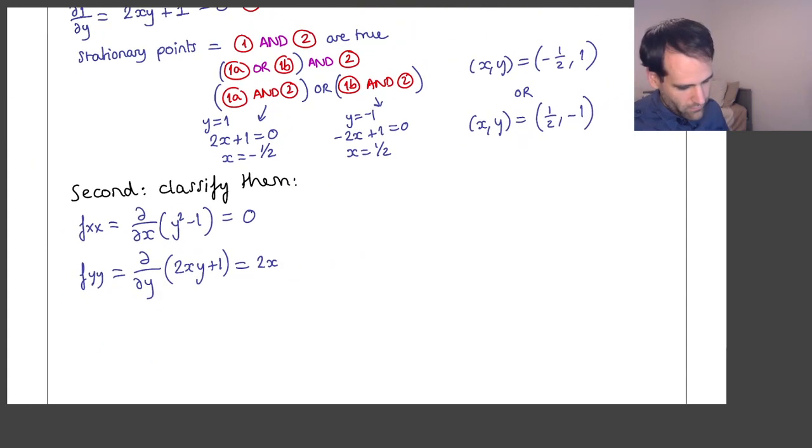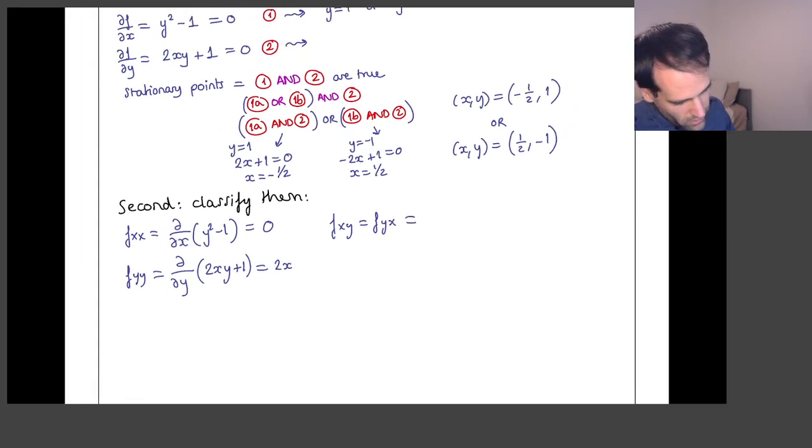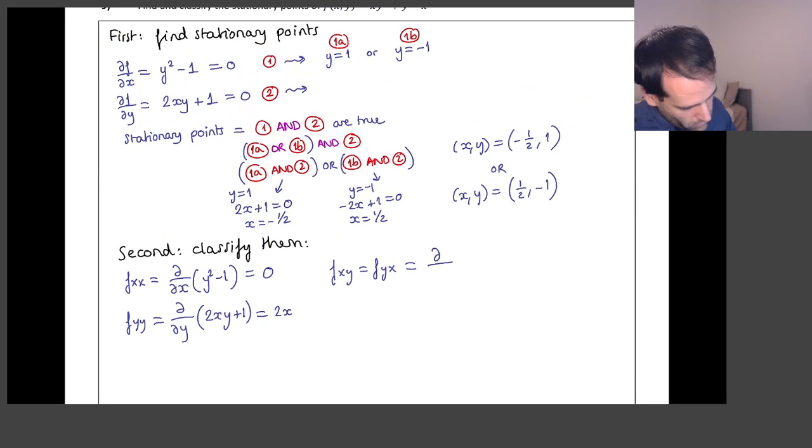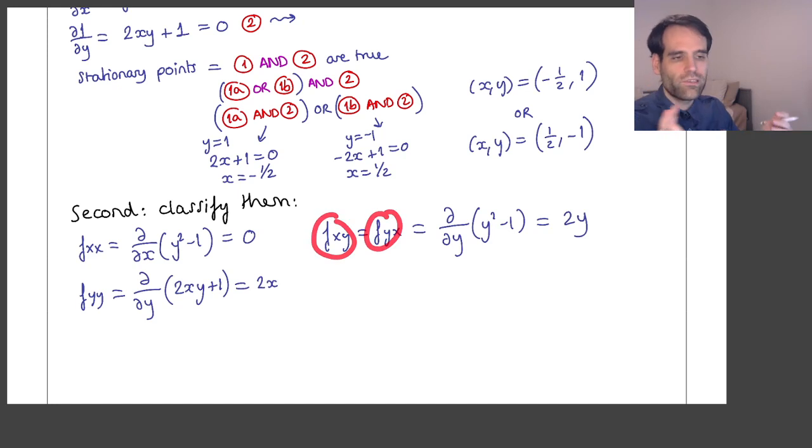And now finally fxy, which is the same as fyx, as we know. This is the derivative with respect to y of the partial with respect to x, which is y² minus 1. So we get 2y. Those are our three second order partial derivatives. Actually, as you know, there are 4, but these two are equal, so you don't need to calculate them. But we could if we wanted.